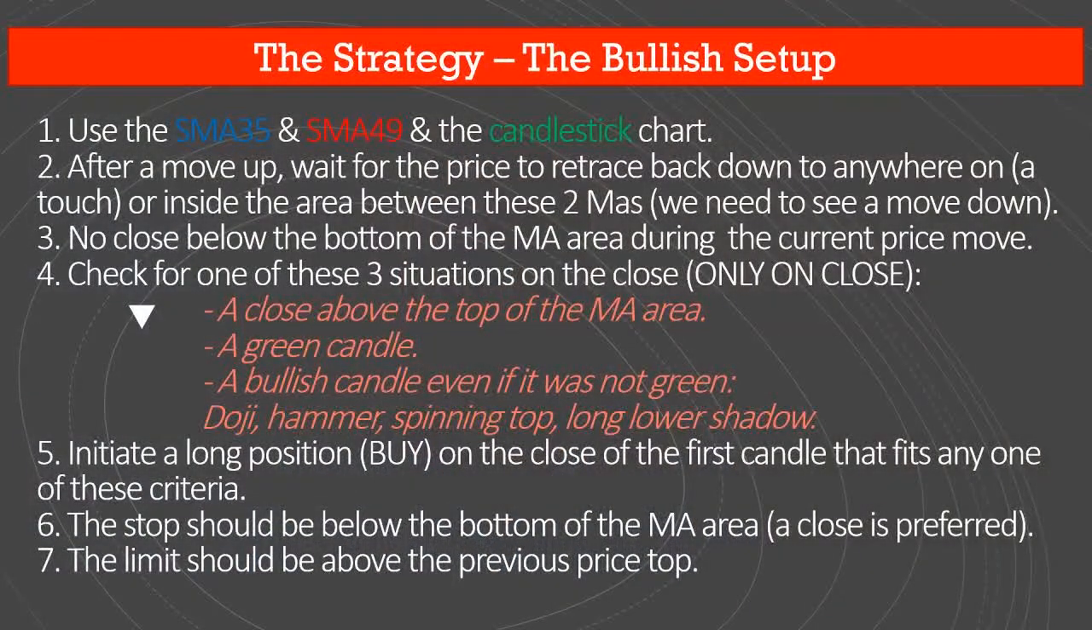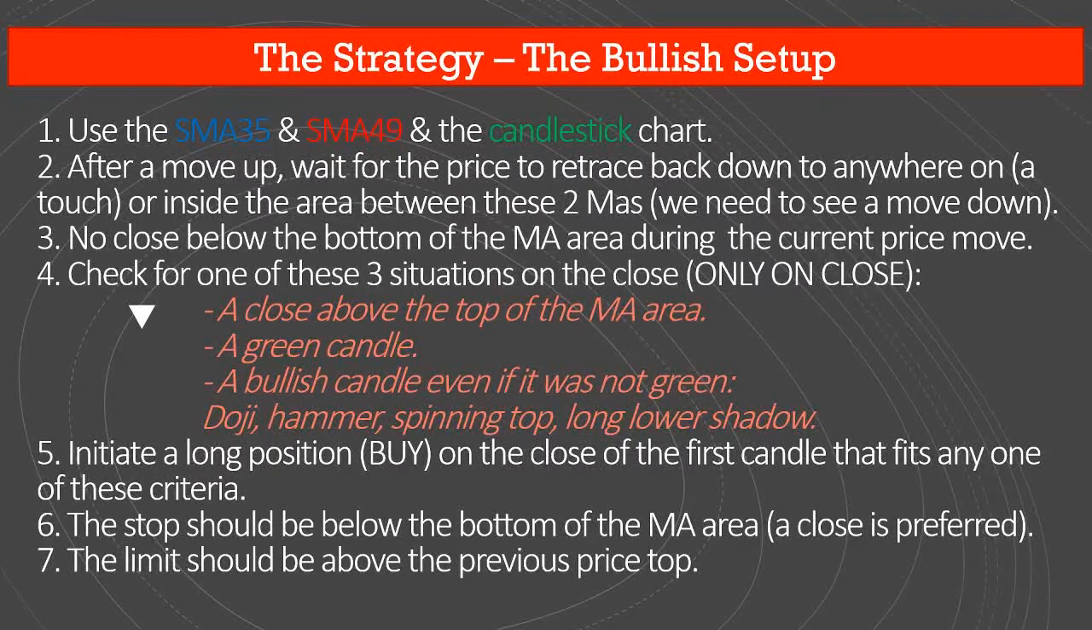Okay, spinning top candles are candles with very small bodies and shadows on both ends. If it's red or green, it does not matter. And finally, the candles that have long lower shadows, those are bullish candles, even if they were red. Green, red, it does not matter. The long lower shadow is bullish. These are the situations where we can have candles that are bullish but not green.